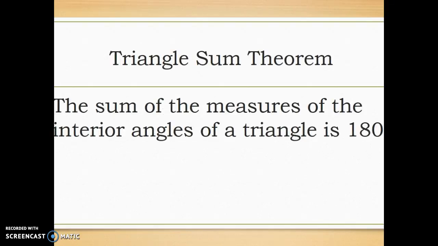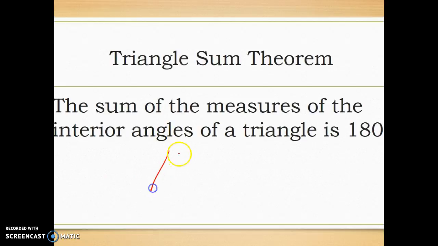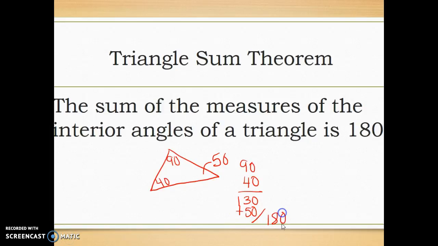Alright, the triangle sum theorem is a big one that we're going to see over and over throughout the rest of the course of geometry, and it simply says the sum of the interior angles of a triangle is 180. So if I have a triangle here, and say this angle is 90 and this angle is 40, that gives me 130 degrees so far. What this theorem is saying is that this angle then has to be 50 degrees because I need them all to add up to 180.